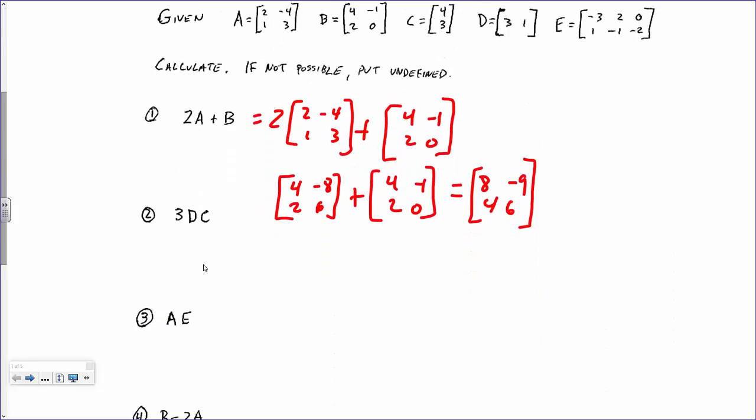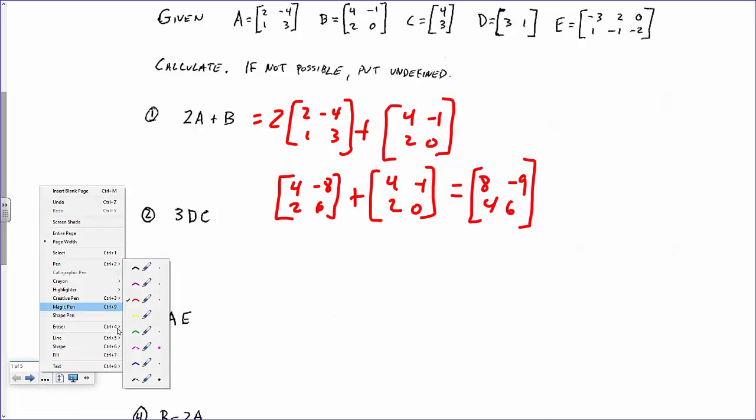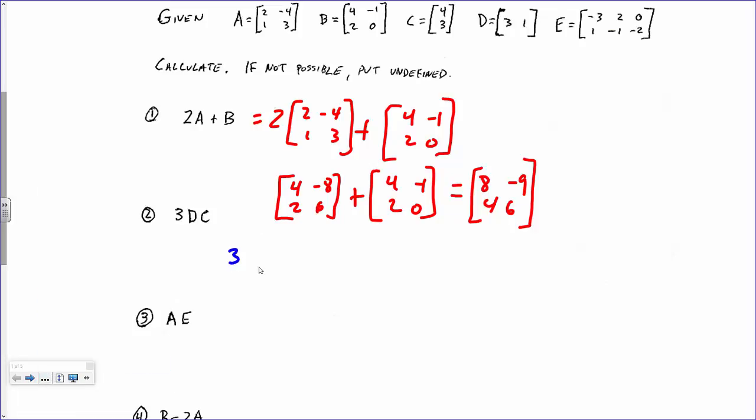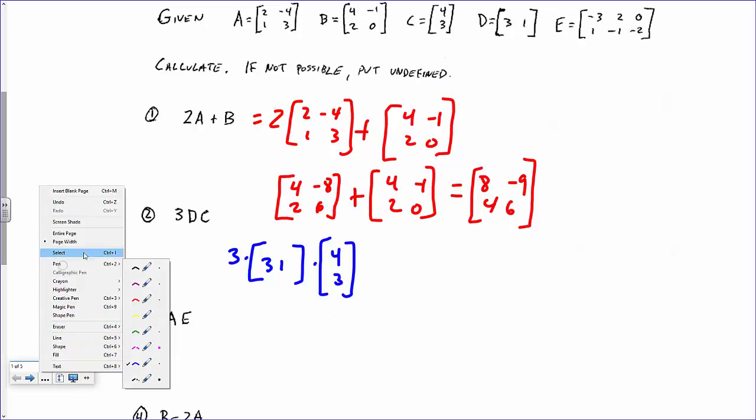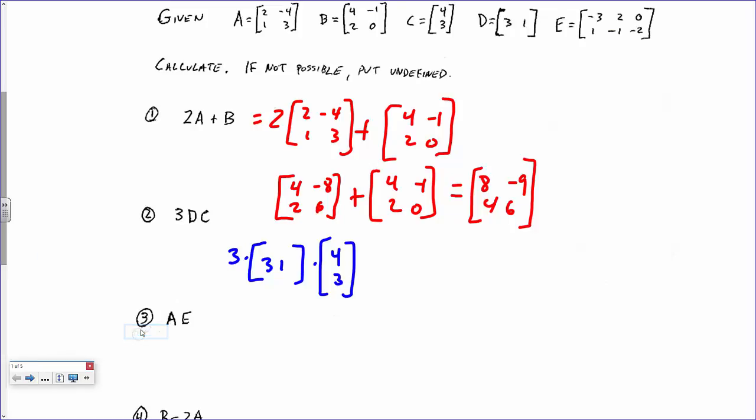Let's go on to D. Change the color up to, say, blue. This is 3 times the vector D, which is 3, 1, times the vector C, which is 4, 3. One thing I would like for you to take notice of, something rather important, is that vector D is a 1 by 2 matrix, and vector C is a 2 by 1 matrix.